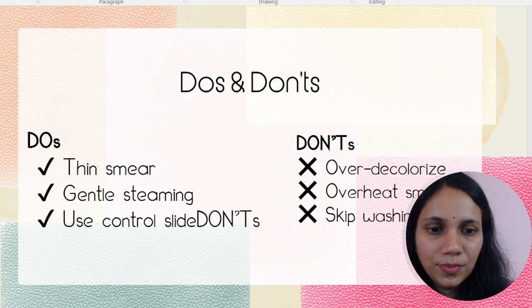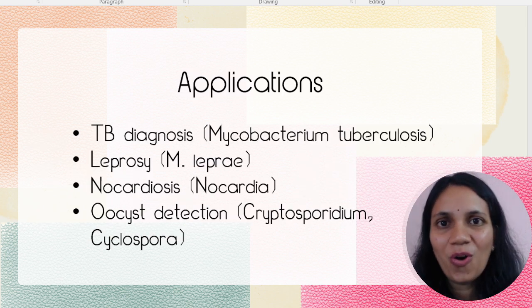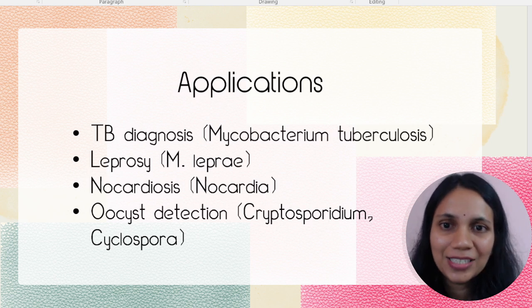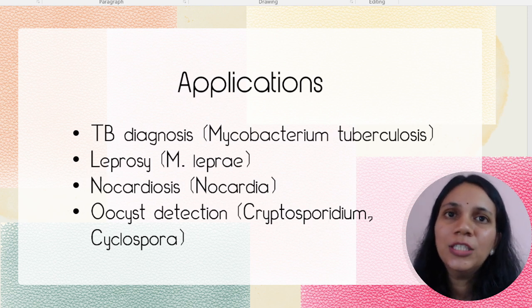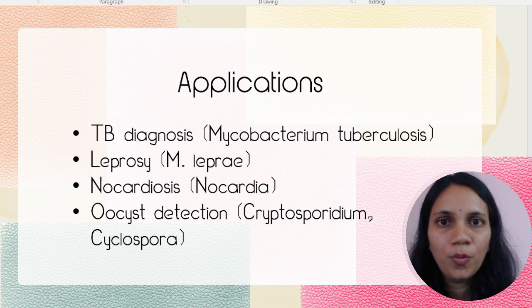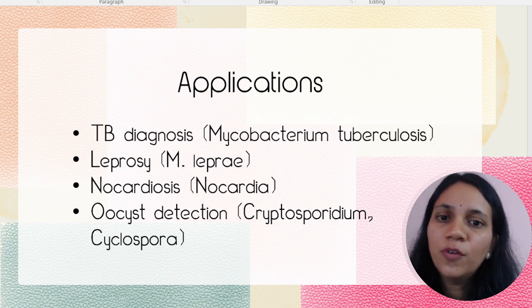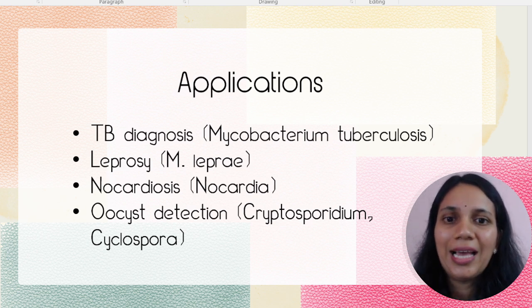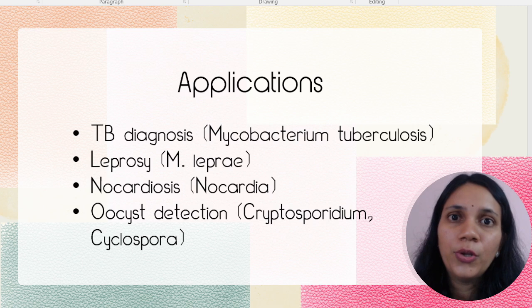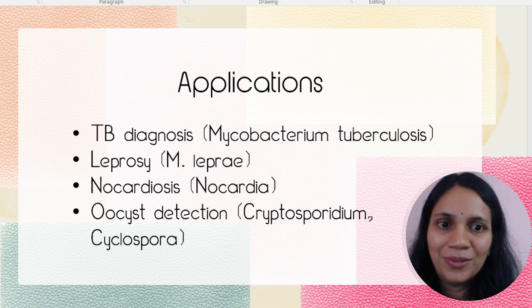Let's see some of the applications of this Ziehl-Neelsen method or the hot method of acid fast staining. It is specially used in clinical microbiology for diagnosis of tuberculosis, leprosy, or Nocardiosis. Apart from this, it is also used to detect acid fast oocysts, especially in stool samples, and thus this technique is very valuable for medical microbiology.